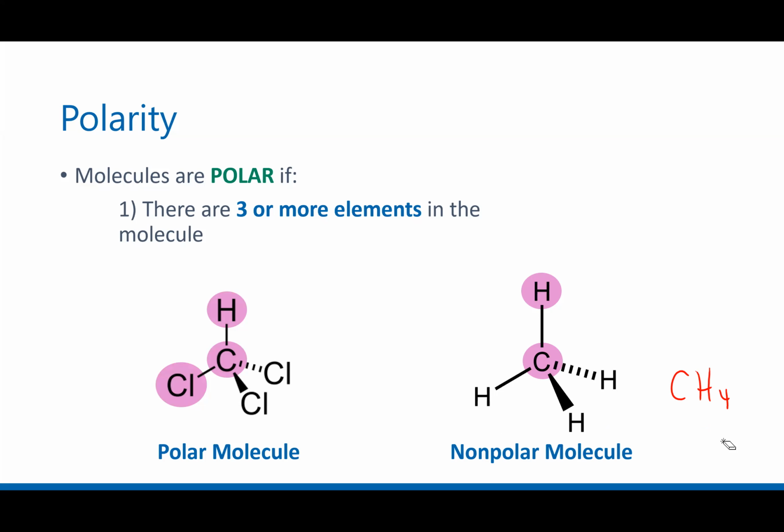Same thing. Some of you might be thinking, hang on, this has 5 elements. It has 1 carbon and 4 hydrogens, but they need to be different. So this molecule is not polar, it only has 2 elements. This molecule over here has 3 elements. It has hydrogen, carbon, and chlorine. So I would say this is CHCl3.